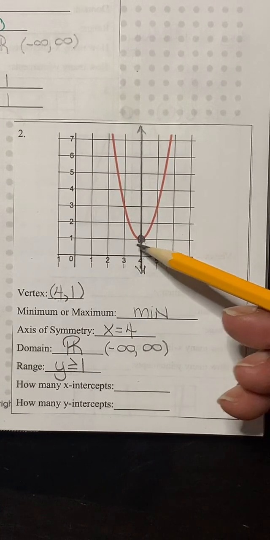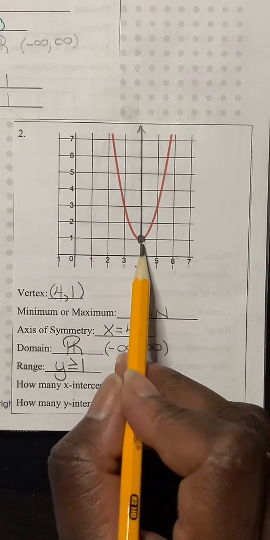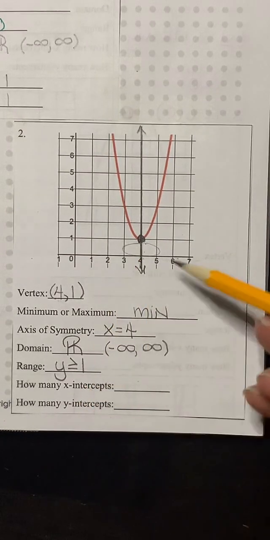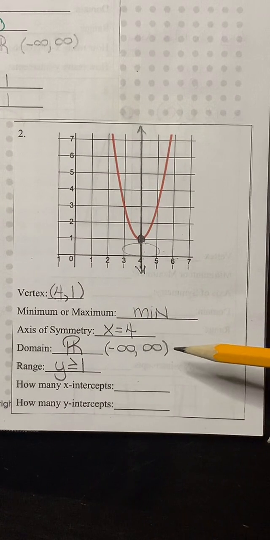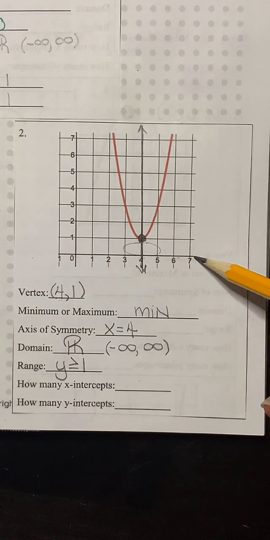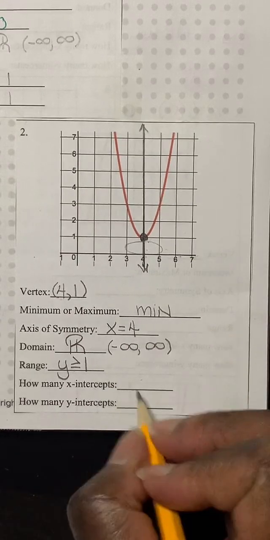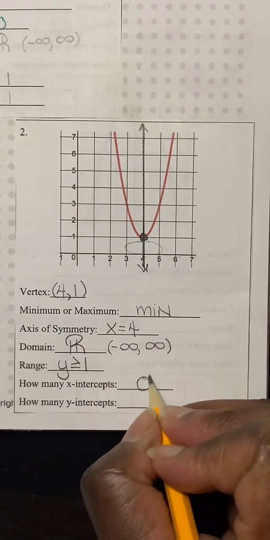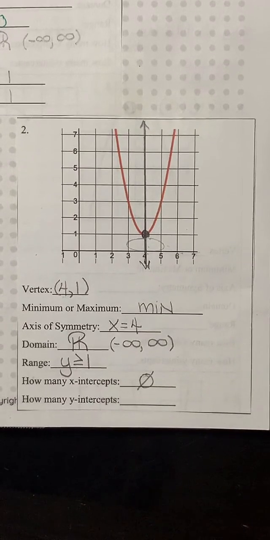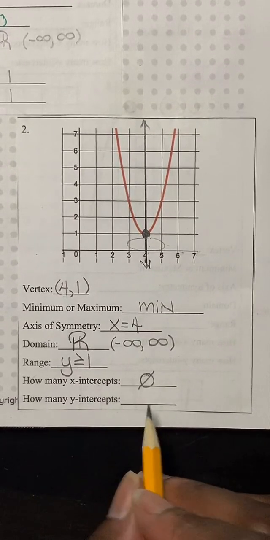It's hovering over it. Okay? See, take a look right here. There's nothing. There's a huge little space right here. So it's not touching, it's not crossing the x-axis at all. So that will be 0, goose egg, none. All right? How many y-intercepts?